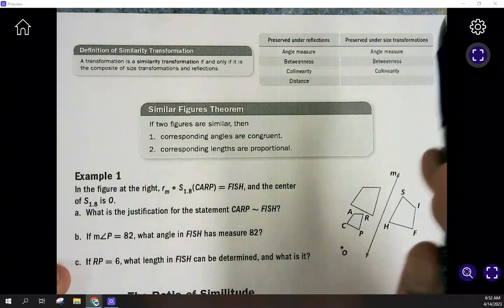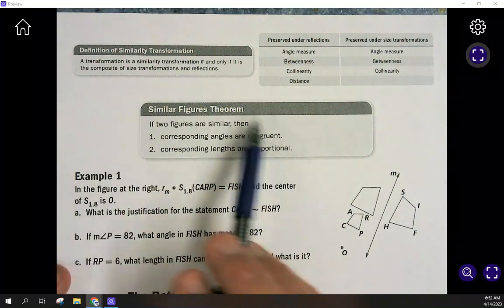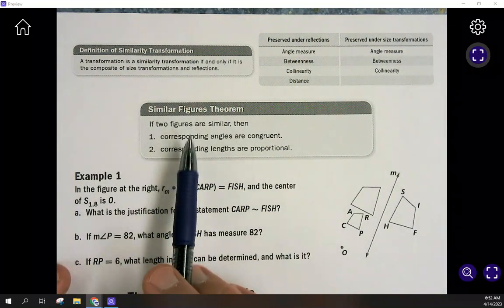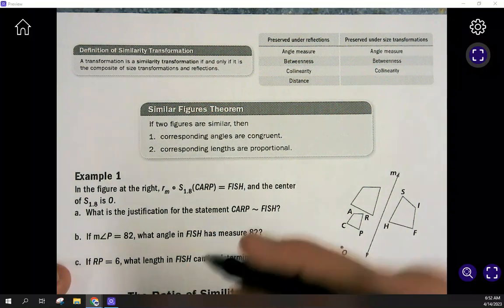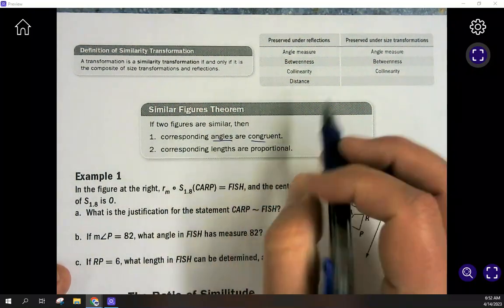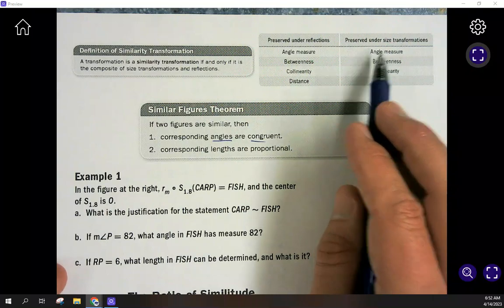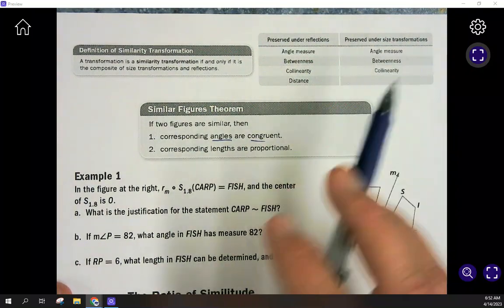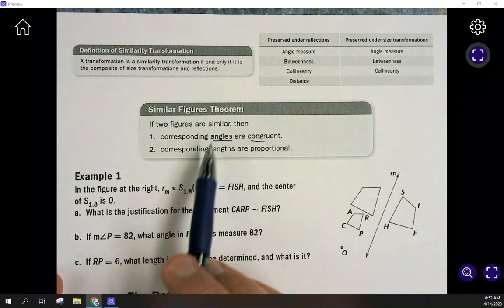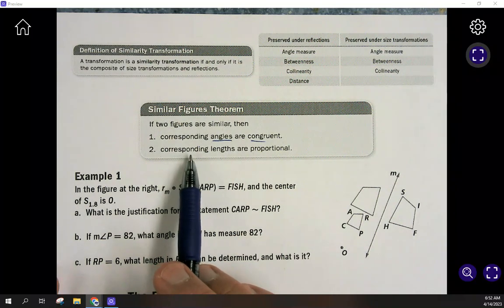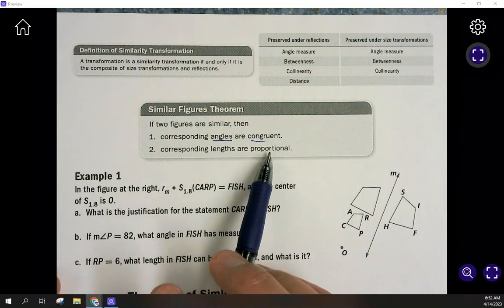So congruent and similar will match up sometimes, but under a size transformation, the size is obviously changed, but they can still be similar. So here's the most important part, the similar figures theorem. Corresponding angles are congruent, right? Angles are not changing. Angle measure is preserved whether we reflect something or we change the size. The side lengths get bigger, but the angles stay the same. That's very important. We're going to use that a lot moving forward.